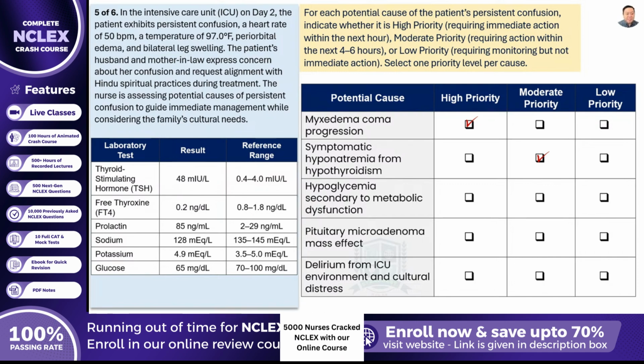Now, what about hypoglycemia secondary to metabolic dysfunction? So don't forget, scan back into the lab data. We have a 65 milligrams per deciliter here. So what do you think is the answer? This is moderate priority. This is low, but not dangerously low. We usually reserve the term critical whenever the glucose level is below 50 milligrams per deciliter, where we're going to expect seizures or even loss of consciousness or other worse manifestations.